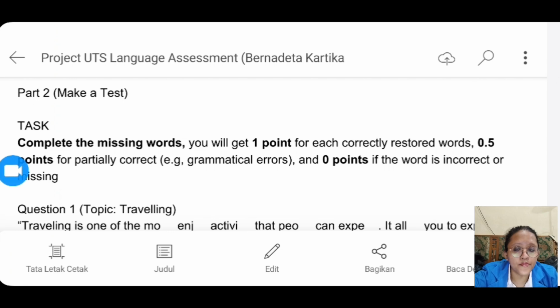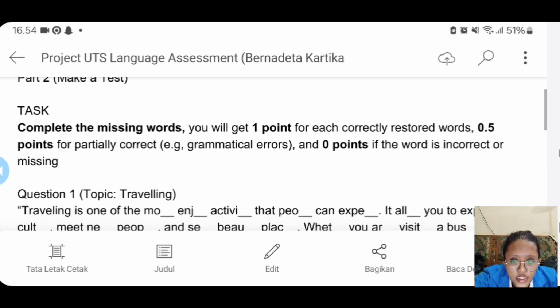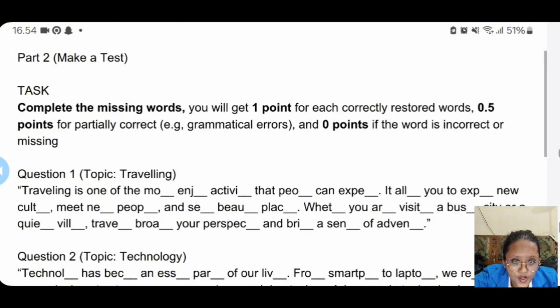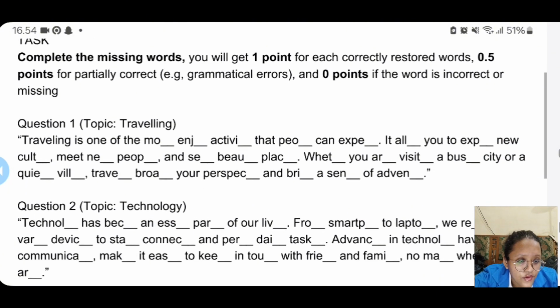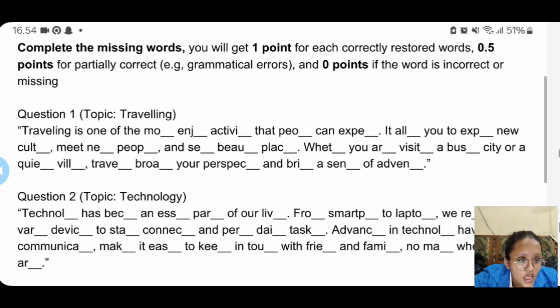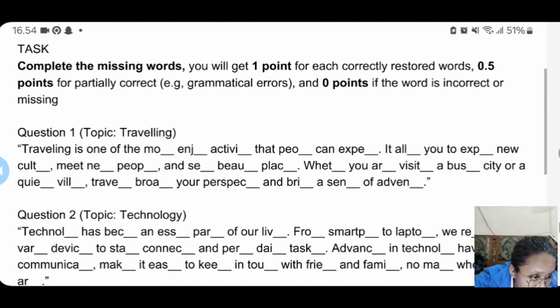Part 2. Make a test for the C-test. Complete the missing words. You will get 1 point for each correctly restored word, 0.5 points for virtually correct answers, for example with grammatical errors, and 0 points if the word is incorrect or missing. Question number 1 is topic traveling, and question number 2 is topic technology.